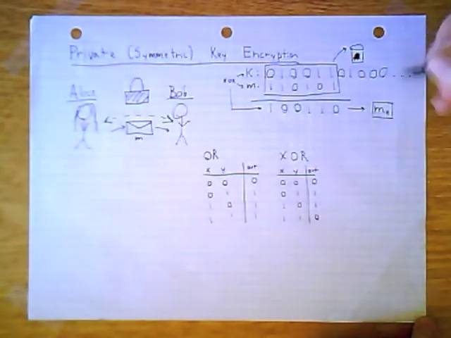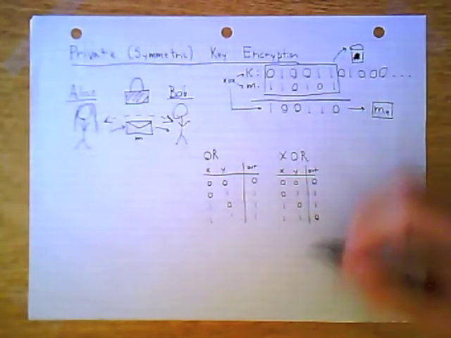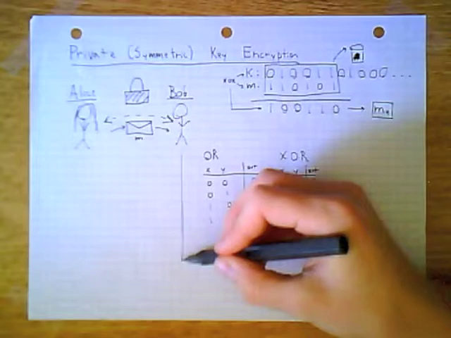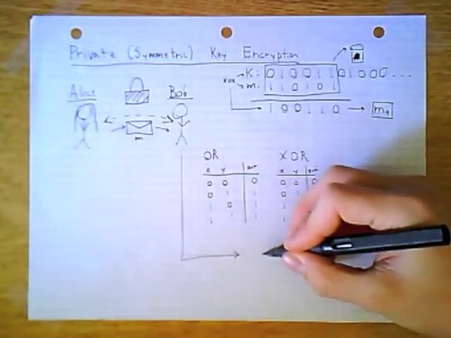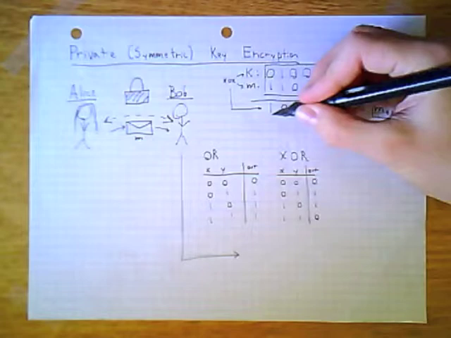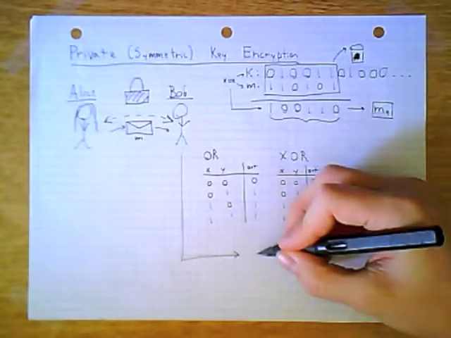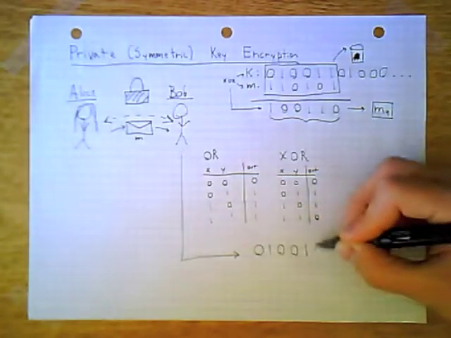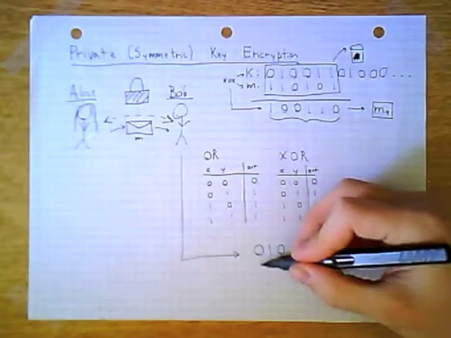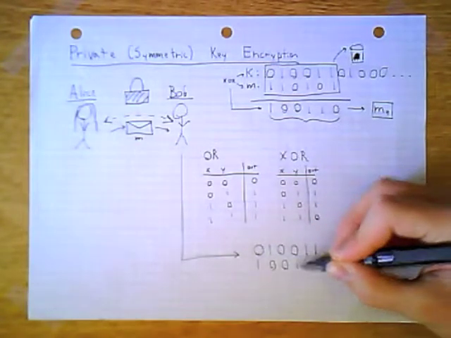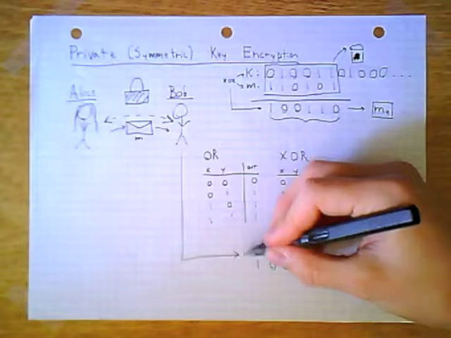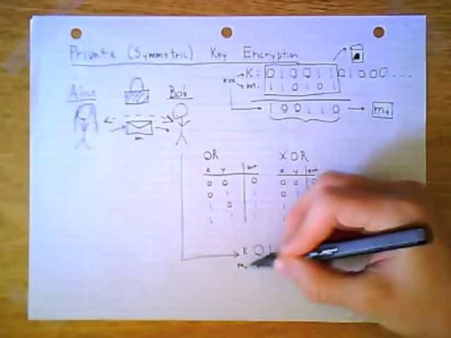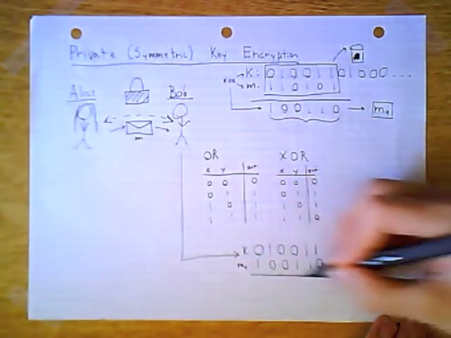Now remember, Bob has this same key. And so in order to decrypt the message that Alice has sent him, he will once again XOR the encrypted message from Alice with the first n bits of the key. And Derek will go ahead and demonstrate this for you. So again, we have Bob's key, which is the same as Alice's, and we have the message, which is encrypted, M sub E. So now we're going to XOR these.